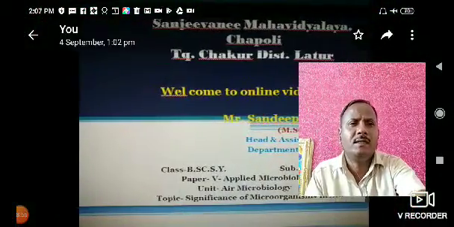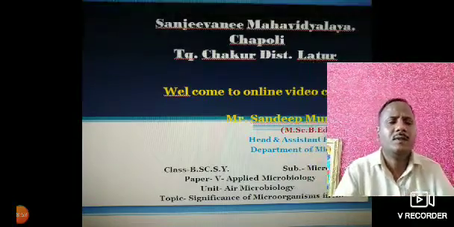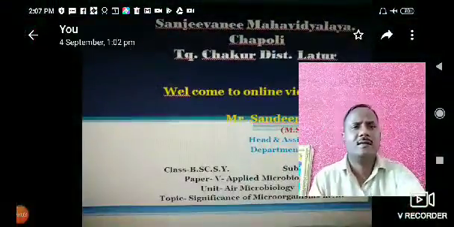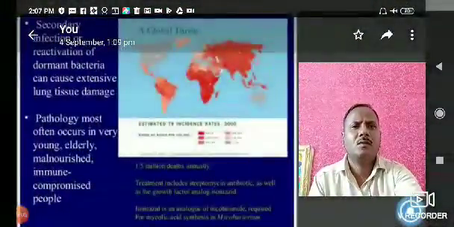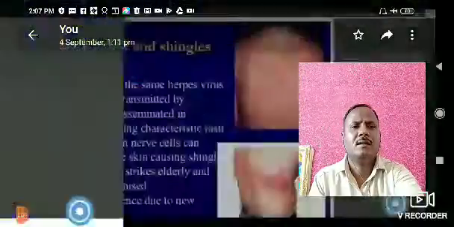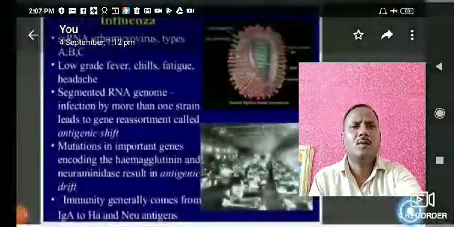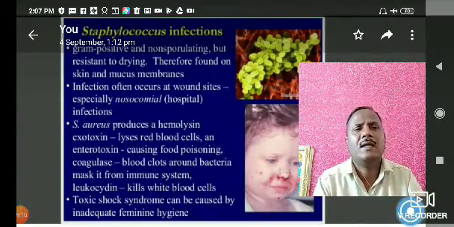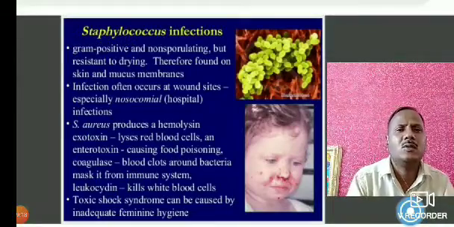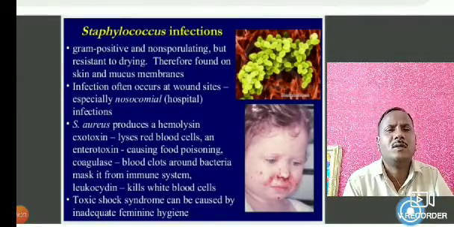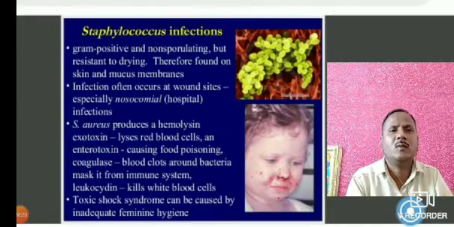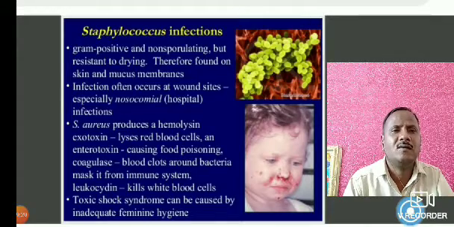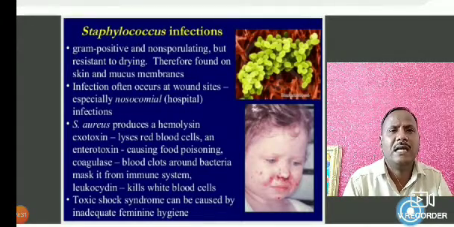So apart from that, there is another disease, after the common cold and influenza viruses, that is Staphylococcus infection. Staphylococcal infection is also an infection due to gram-positive bacteria, non-sporulating but resistant to drying. It means the bacteria generally resist drying, and therefore are found on skin and mucous membrane.